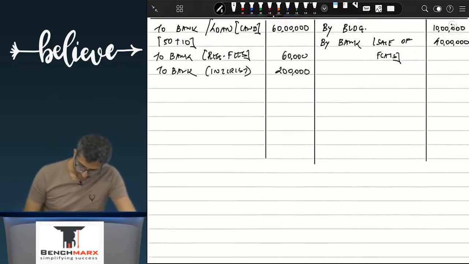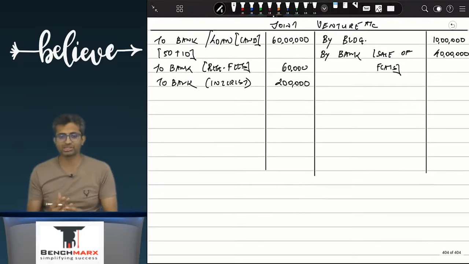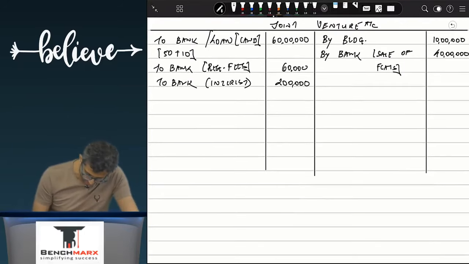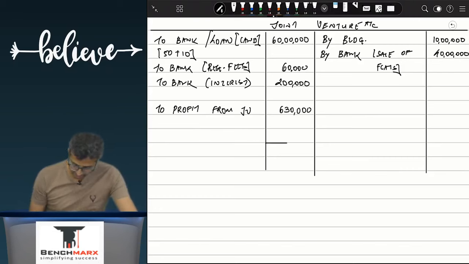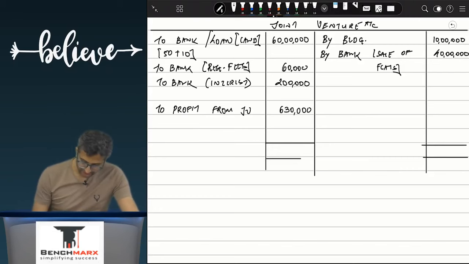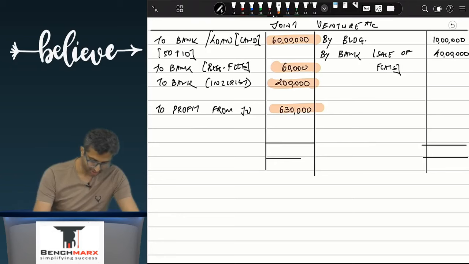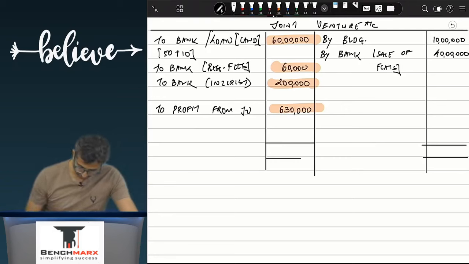But we will also do the working to know how much allocation is coming from each of them. So over here, let us say 2, profit from JV. At the end of the day, what is the logical thing? From what I did, I should get 1, 2, 3, 4 back. I should be getting 60 lakh plus 60,000 plus 2 lakhs plus 6 lakh 30. I should be getting 68 lakh 90,000 back.